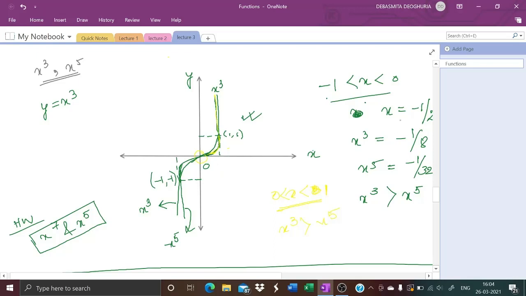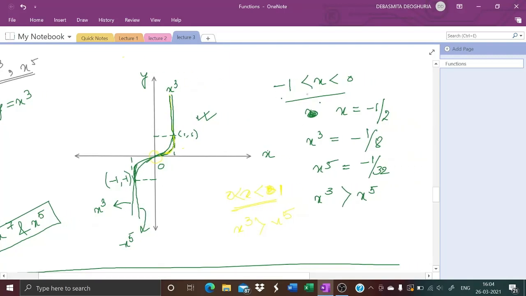Done. Now, on the negative side, from minus 1 to 0, if I put x as minus half, then x cube equals minus 1 by 8 and x to the power 5 is minus 1 by 32. But in this case, x cube is less than x to the power 5 because these are negative values. Yes or no? So in this case, the graph of x to the power 5 would go below x cube, and for values greater than minus 1 it would be the same.